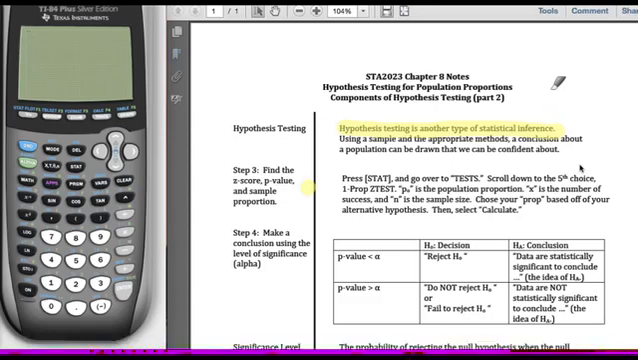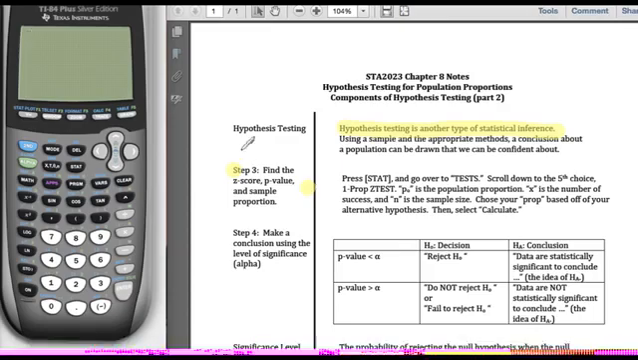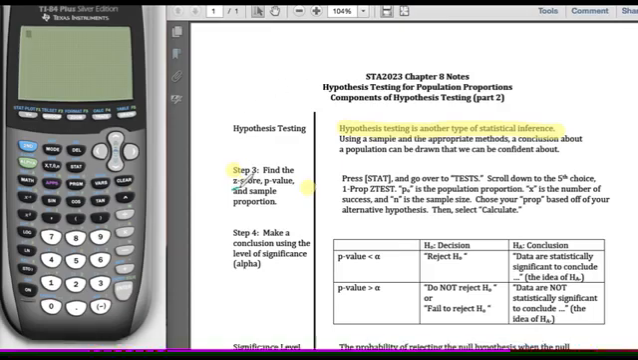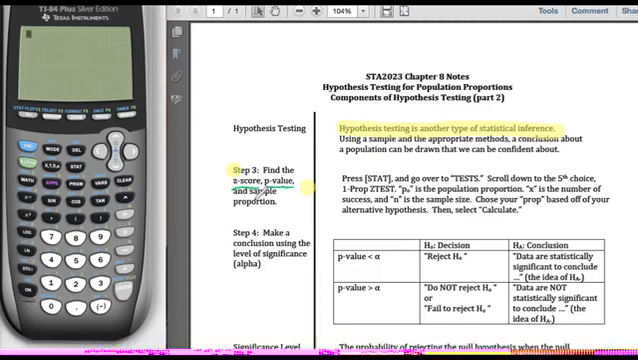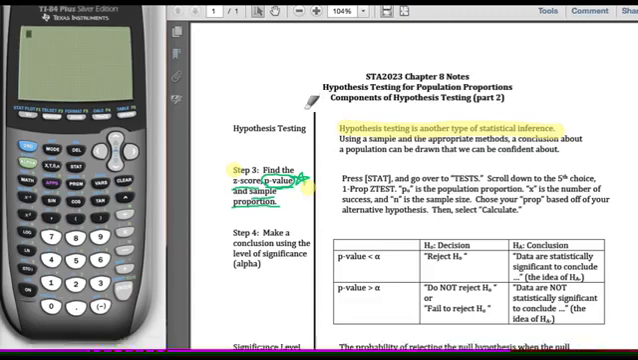After those first two steps are done, you want to find some values from your sample. You want to find your z-score, your p-value, and your sample proportion. The p-value is the one that we're really going to focus in on, especially in the next step. To find these, we're going to use your calculator.